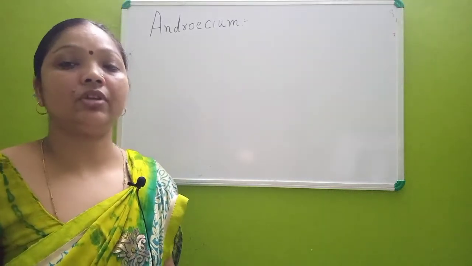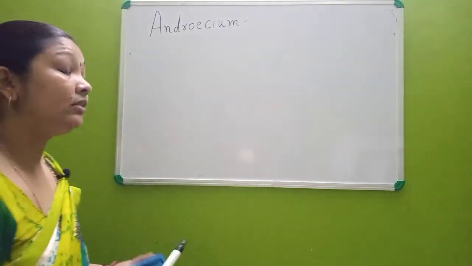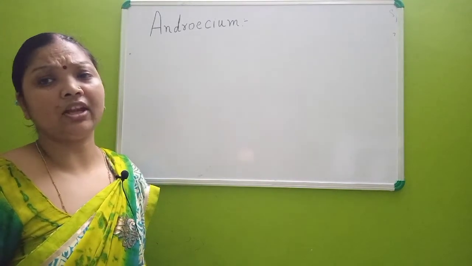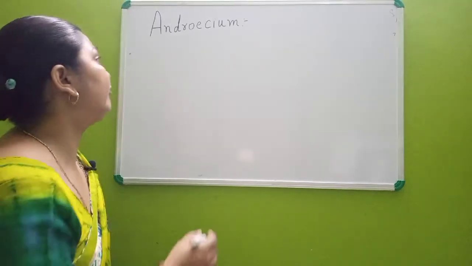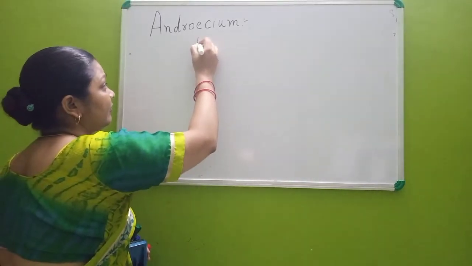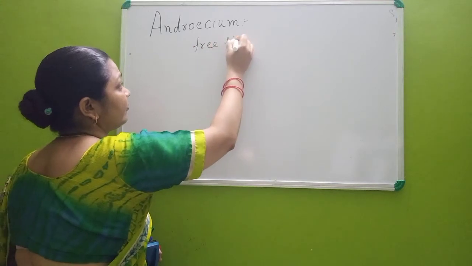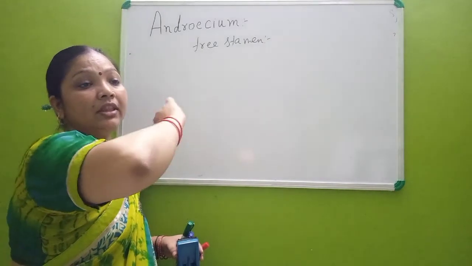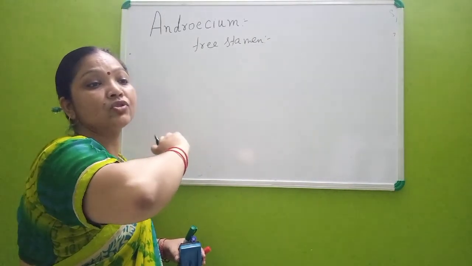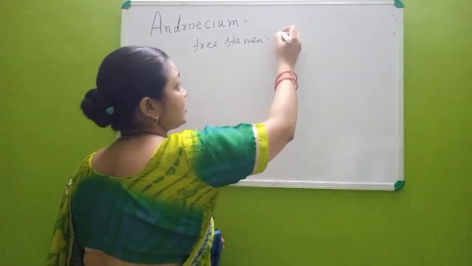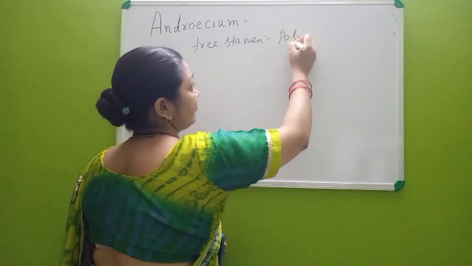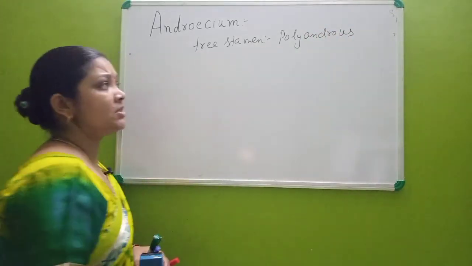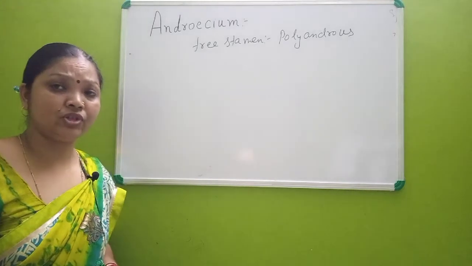Now children, we have to study the anthers. Maybe the anther may be present in a group, so maybe they are free or maybe they are fused like that of sepals or petals. If the stamens are free, then this type of androecium is called polyandrous. Poly means many, androus means androecium.